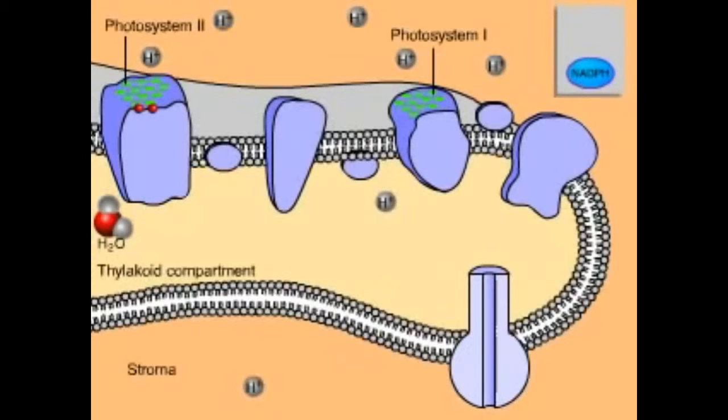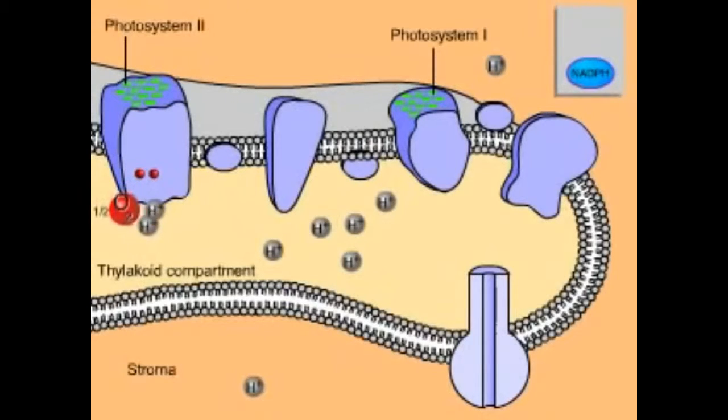Meanwhile, energized electrons from photosystem 2 are passed through another electron transport chain. Their energy is used to pump hydrogen ions from the stroma into the thylakoid compartment, creating a concentration gradient. Electrons leaving this electron transport chain enter photosystem 1, replenishing its lost electrons. Photosystem 2 replenishes its electrons by splitting water.